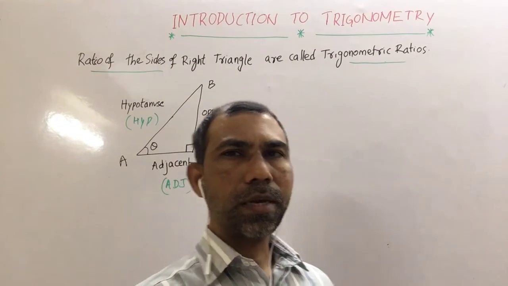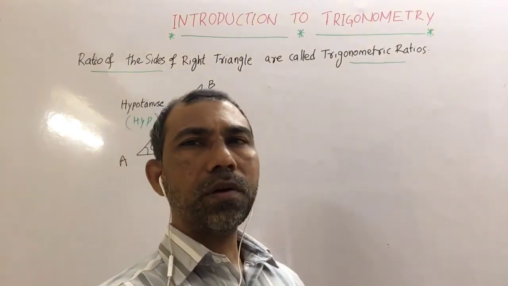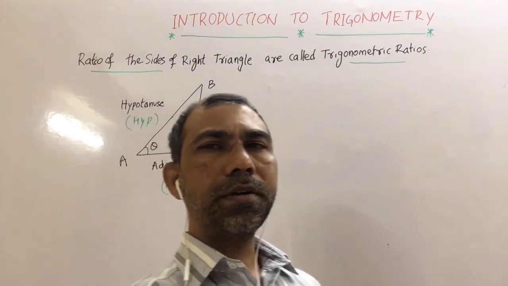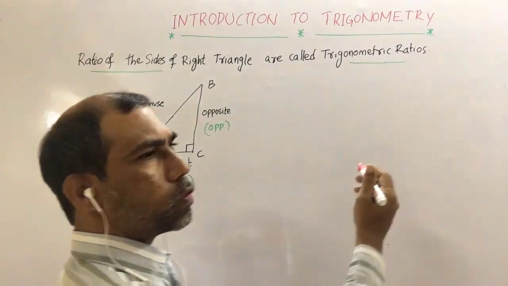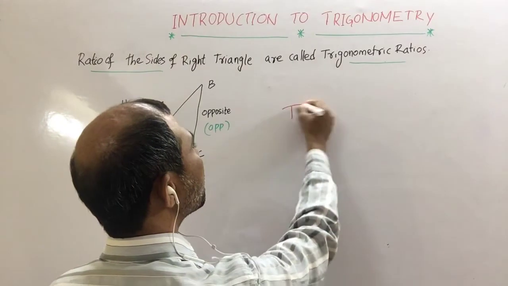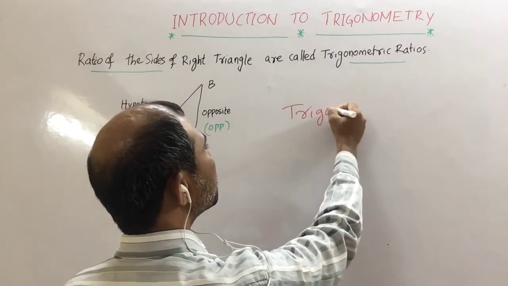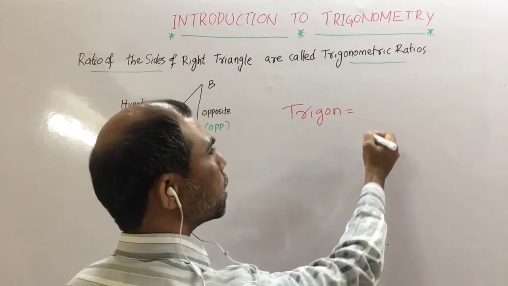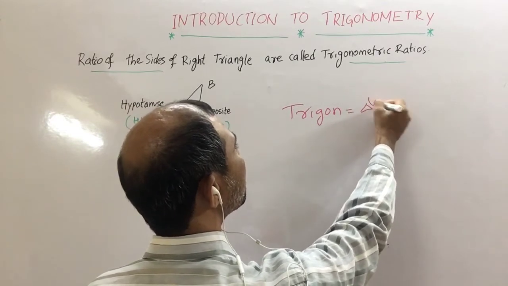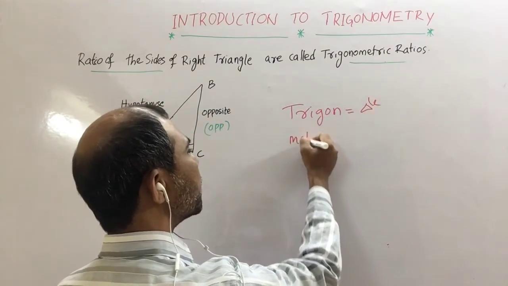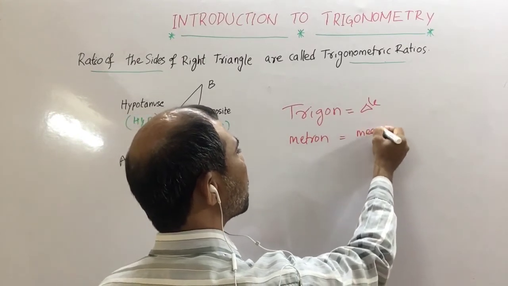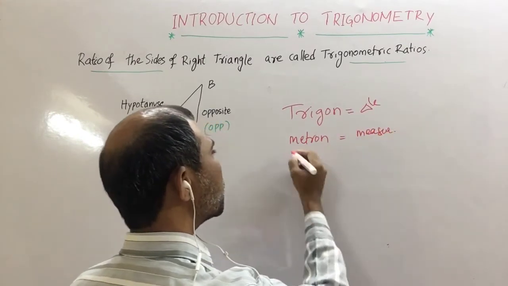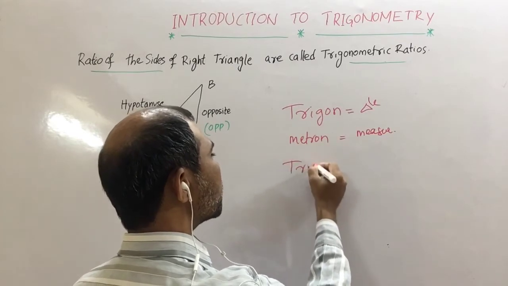Trigonometry is basically derived from the Greek words trigon and metron. Trigon means a triangle and metron is measure. So overall it is trigonometry.